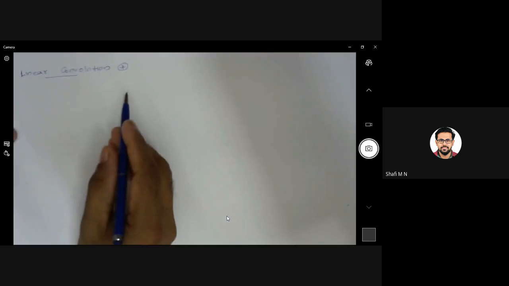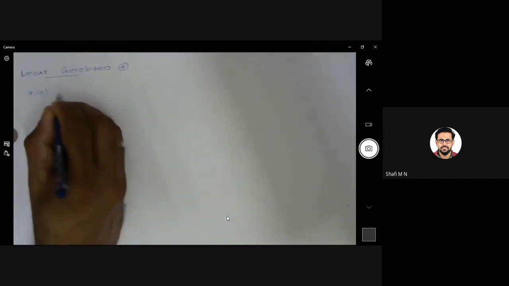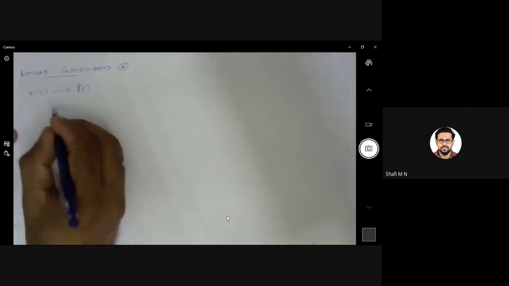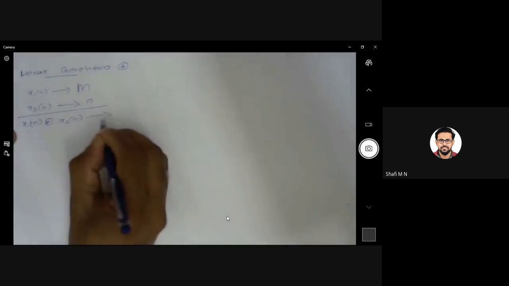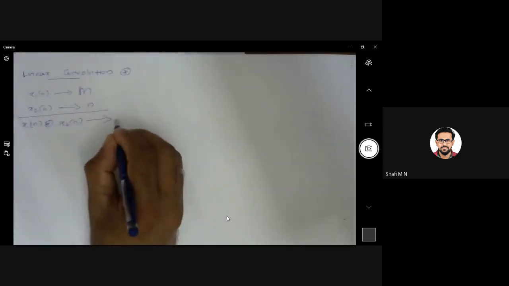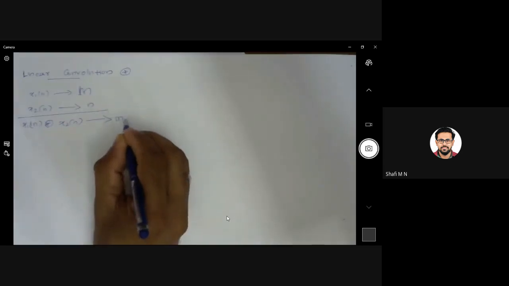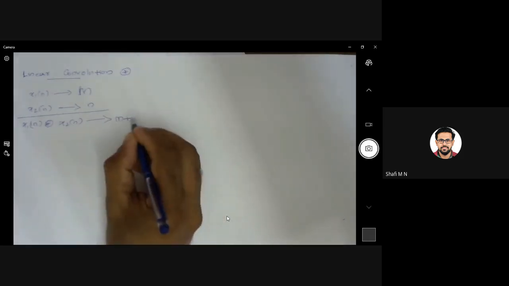First, let us recollect what linear convolution was. Consider a sequence x1 of n, which has a length m, and consider another sequence x2 of n of length n. Then when you convolve x1 of n with x2 of n, the length of the sequence will be how much? Please answer me. The length is m plus n minus 1.